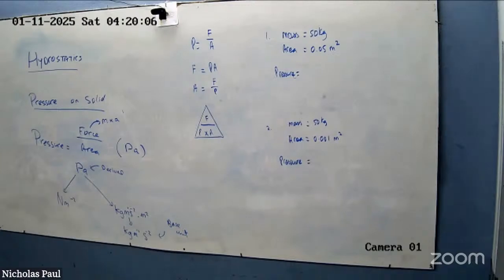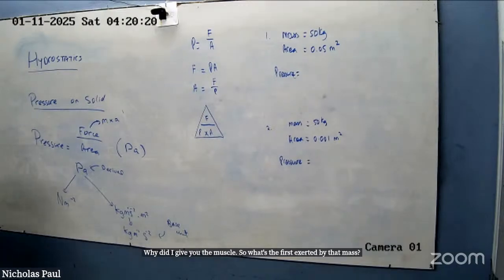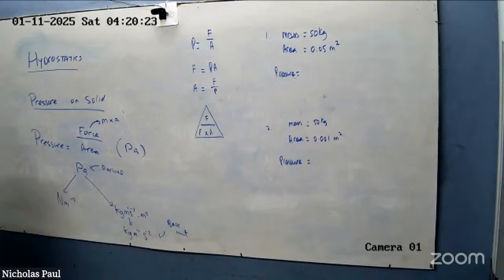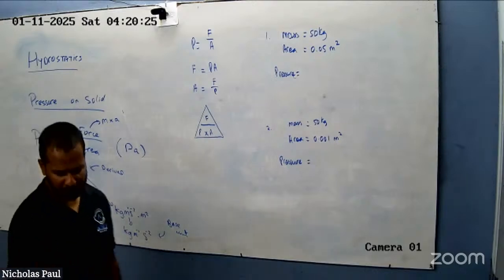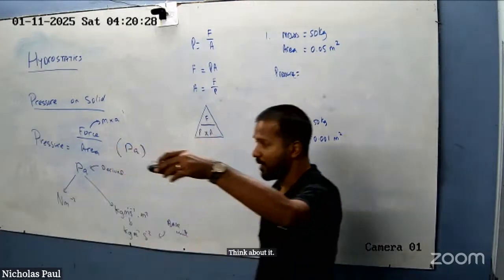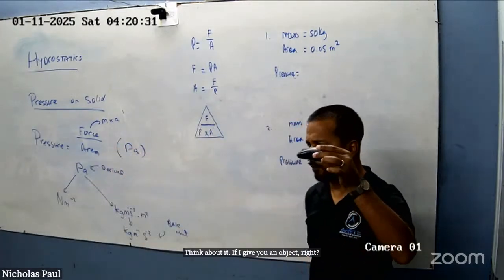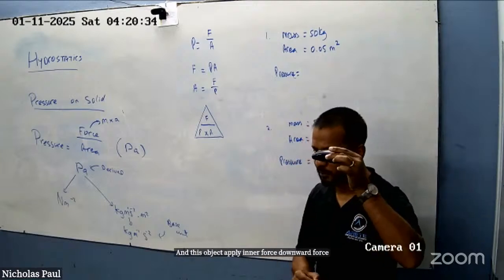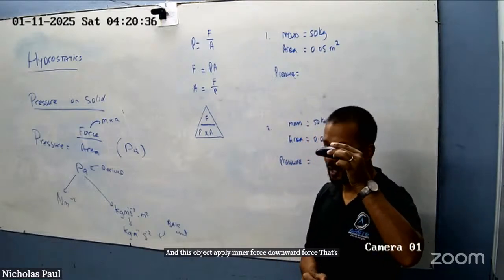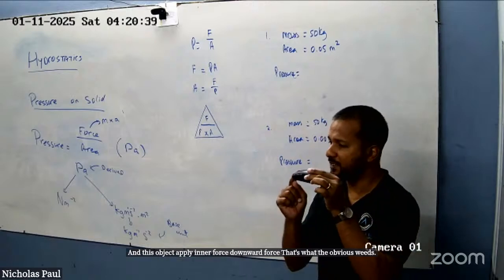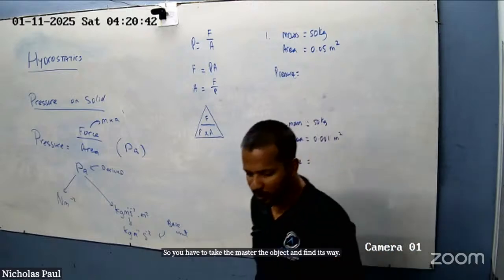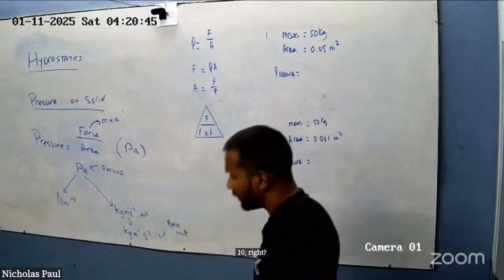Let me see what you're going to do. What did I give you there? Mass or force? Mass, right? So what's the force exerted by that mass? Think about it. If I give you an object and this object is applying a downward force, that's the object's weight. So you have to take the mass of the object and find its weight. Use gravity as 10.